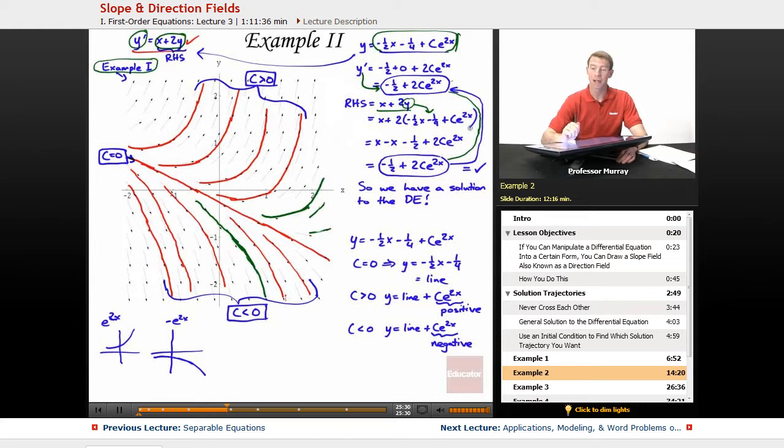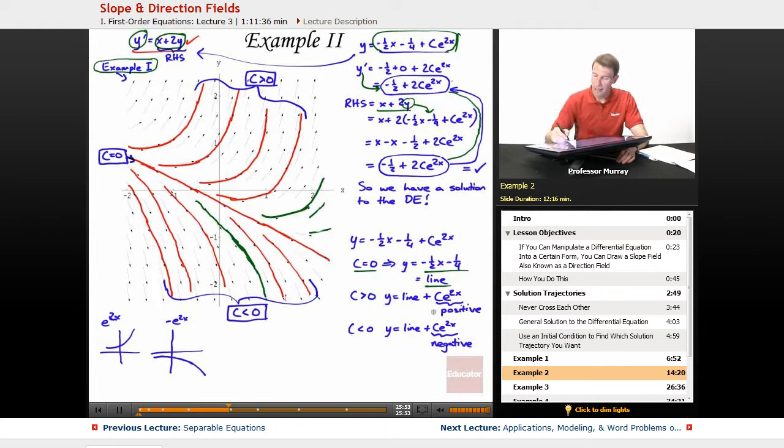But finally, the problem asked us to determine which values of the arbitrary constant corresponded to which solution trajectories. I started easy by taking the constant equal to 0, which just simplified me down to something in y equals mx plus b form. So that was just y equals a line. And that's this line right here at c equals 0, this line right in the middle.